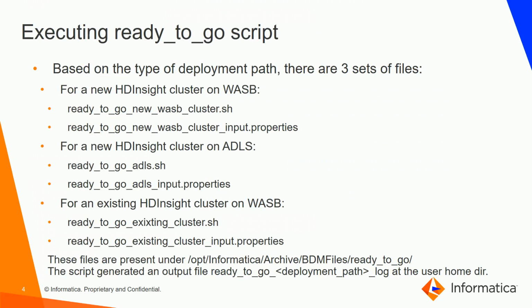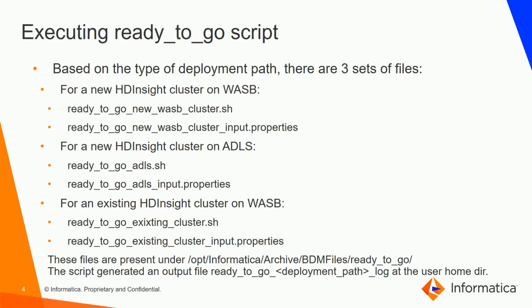In our deployment, we have opted to create a new cluster with Azure storage as the primary storage. So we will use the ready-to-go script that has been specifically written to execute that scenario. But before we proceed, let us check the slide that gives us a bit more information about the ready-to-go scripts. Based on the type of deployment paths, we have three sets of files: one for a new cluster on Azure Storage, one for a new cluster on Data Lake Store, and the last for an existing cluster on Azure Storage.